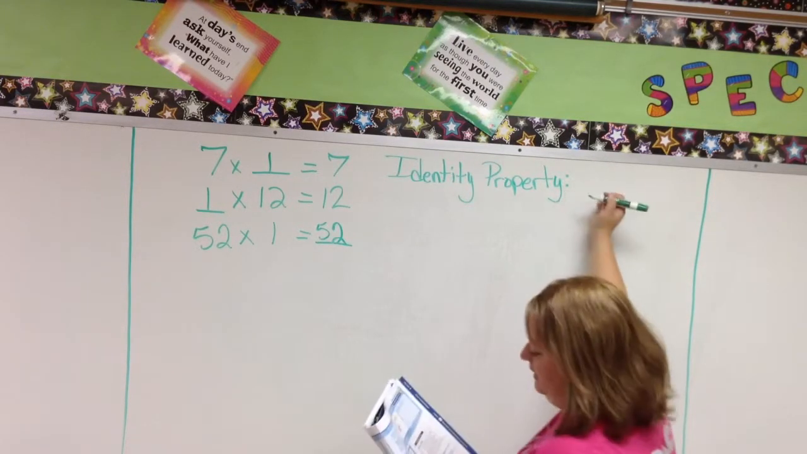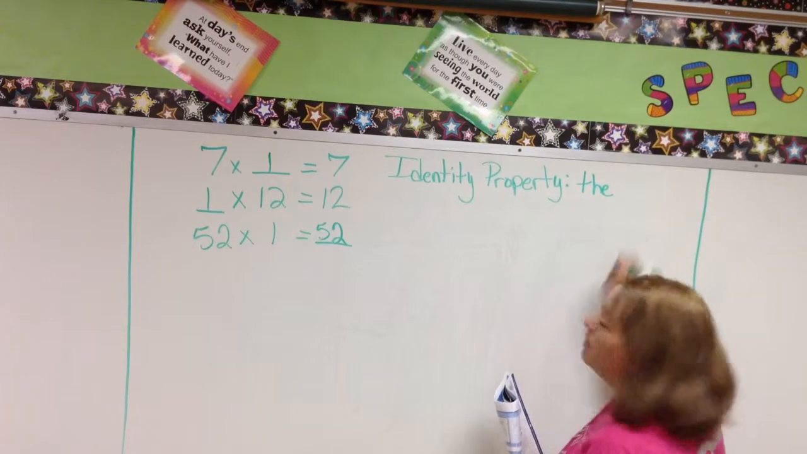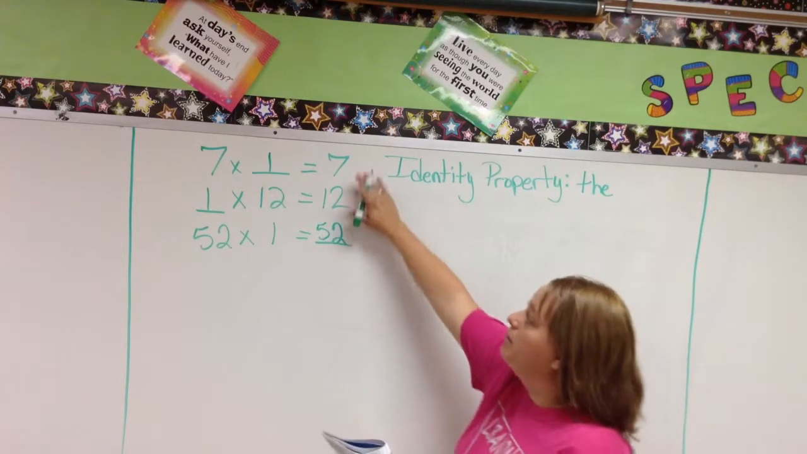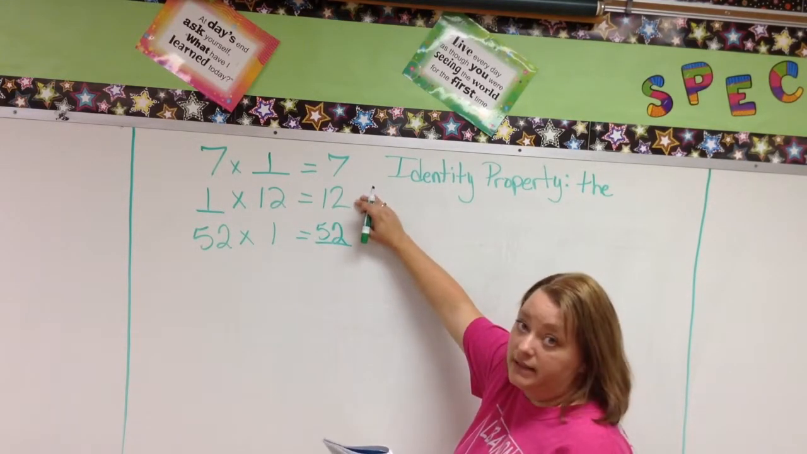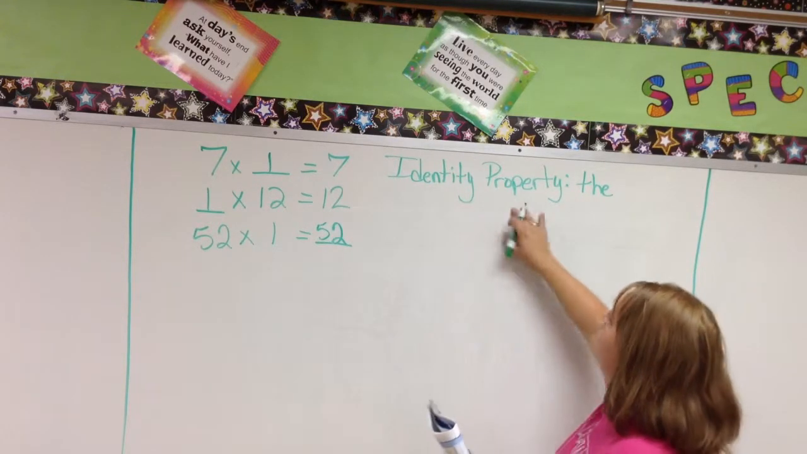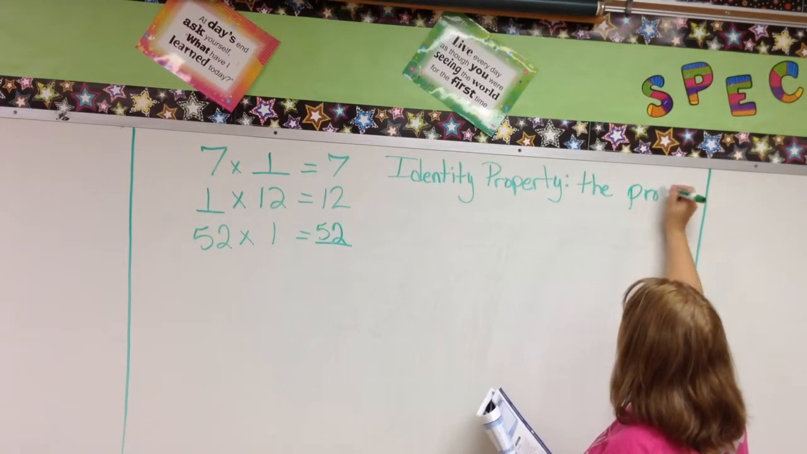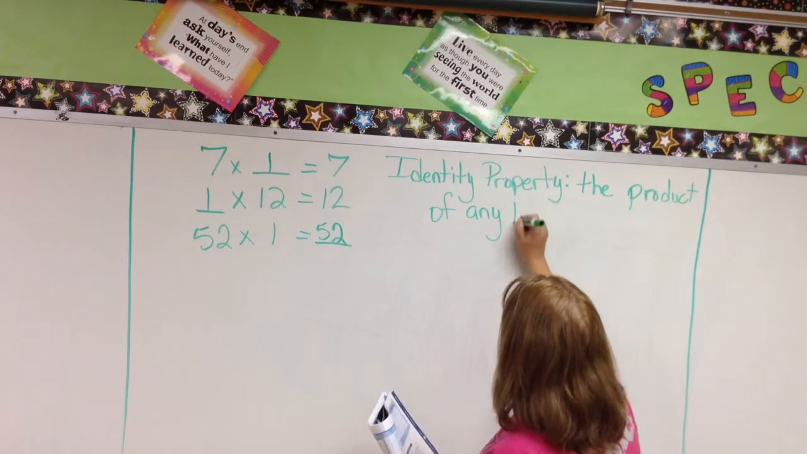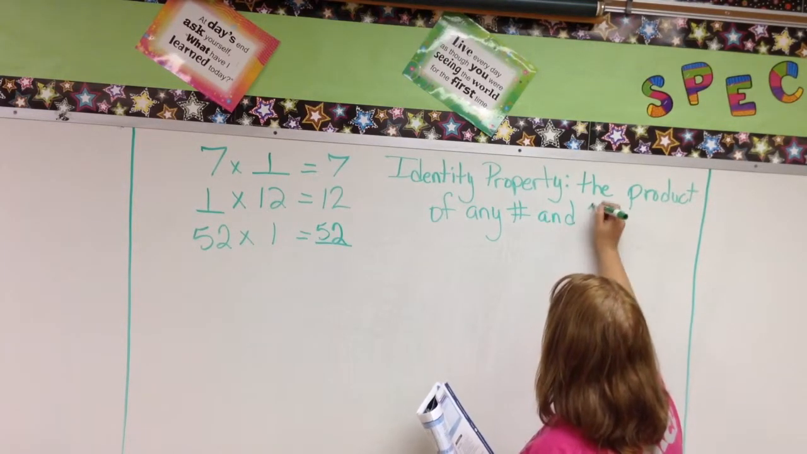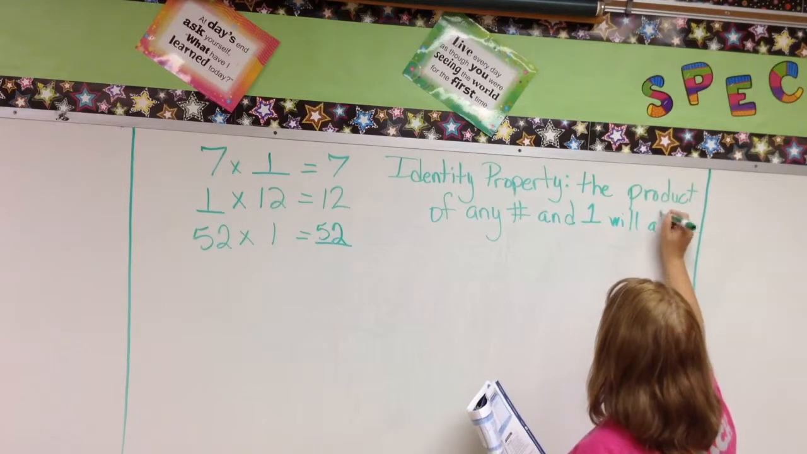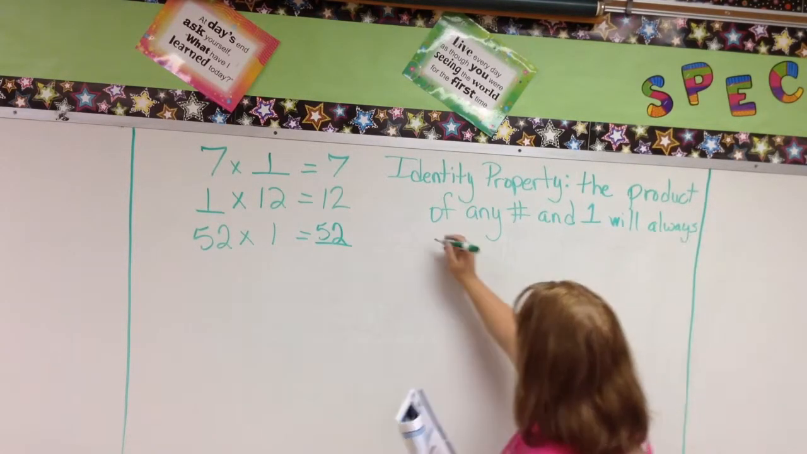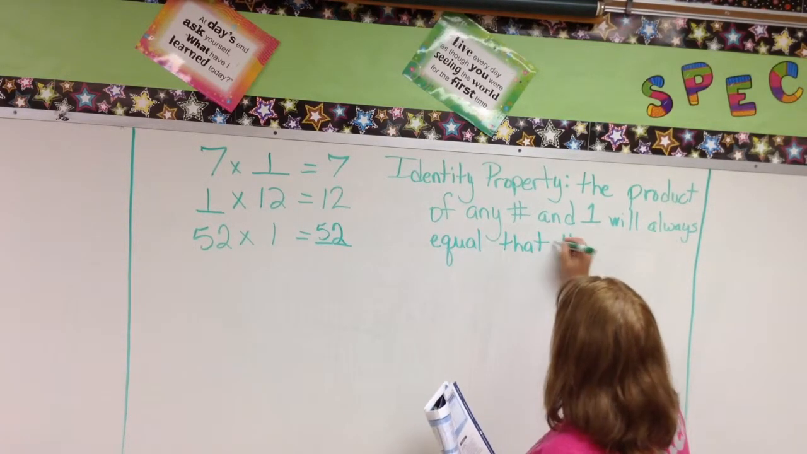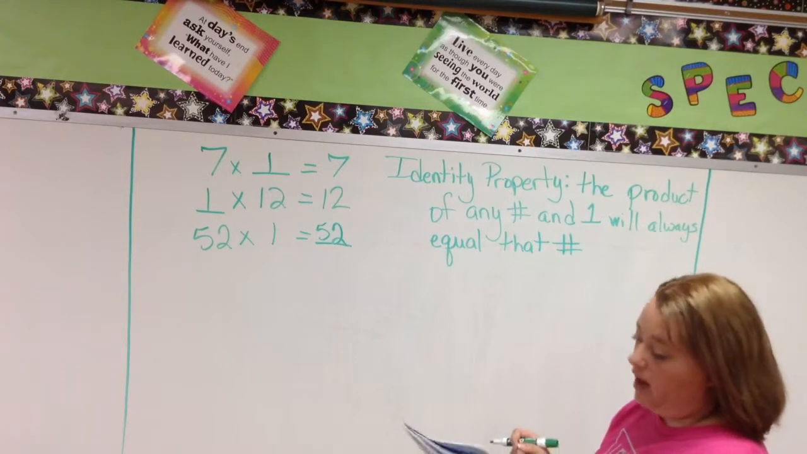The identity property states that the product, remember that product is the answer to a multiplication problem. Product is the answer to a multiplication problem. 7 is the product. 12 is the product here, and 52 is the product here. Identity property says that the product of any number and 1 will always equal that number. Any number multiplied by 1 will always equal that number. That is called the identity property.